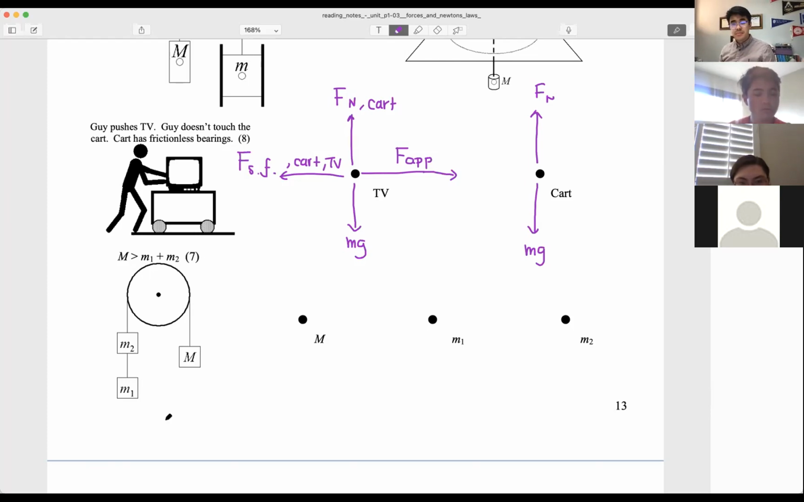Could you label it like we're doing the normal force? So could you do force applied to the TV? This one's the force applied to the TV, right? That one's applied to the TV. I want to think of what the cart's feeling. So the cart feels the ground pushing up on it, right? So this is the normal force from the ground.